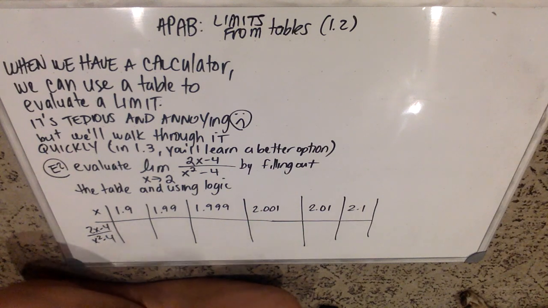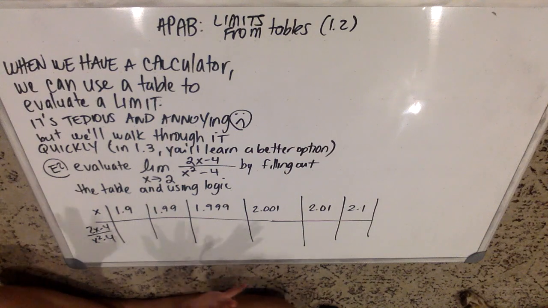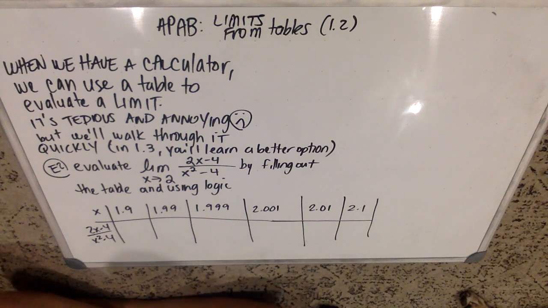I'm going to point out ahead of time that this is tedious and annoying. We're going to walk through it quickly because you're going to learn better options in 1.3. I would literally never pick this option under any circumstances, unless I were forced to do so. But because this is the kind of question you might see as a multiple choice, I want to walk you through the logic of how this works.